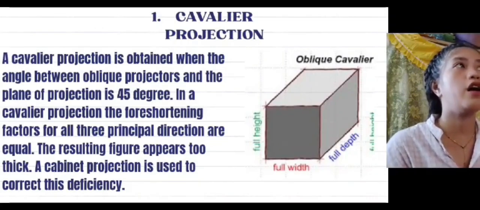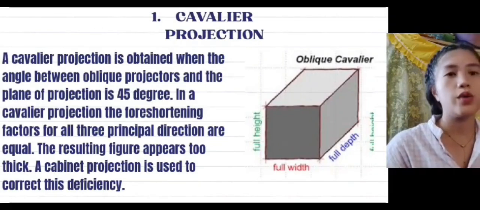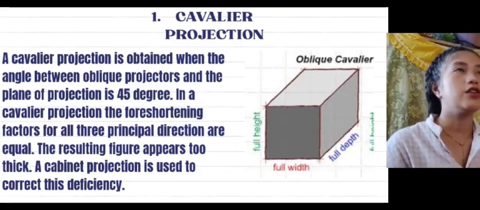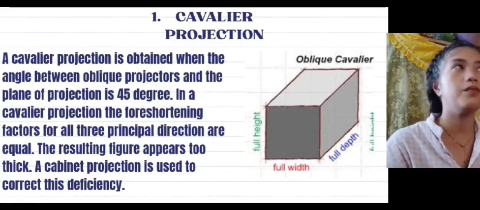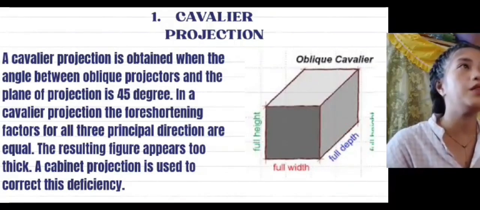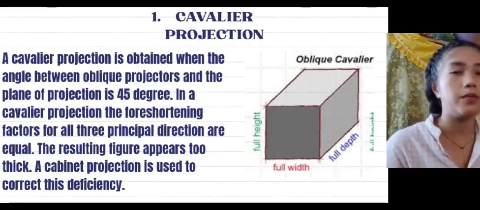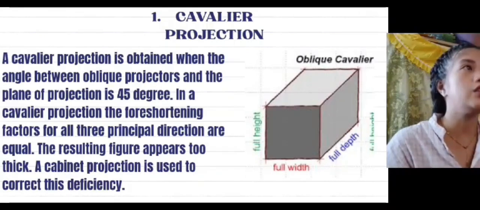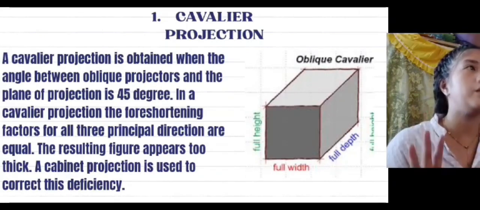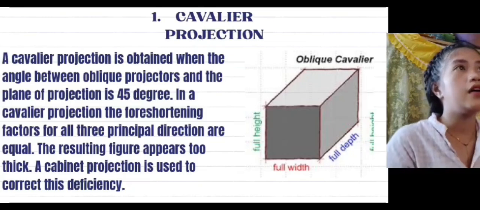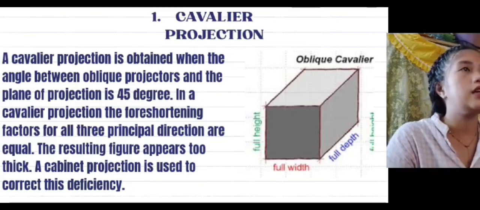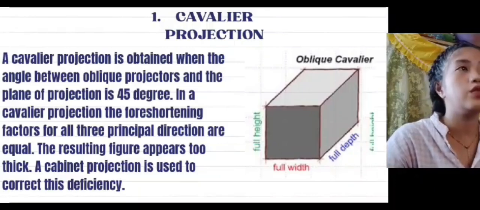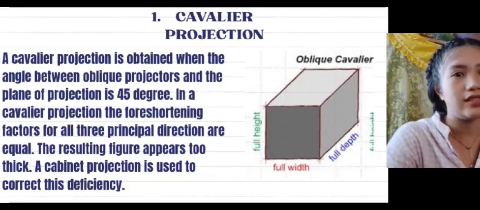We have two types of oblique drawing, oblique projection. First, we have the cavalier projection. Second, we have the cabinet projection. The cavalier projection is obtained when the angle between the oblique projection and the plane of projection is 45 degrees. In a cavalier projection, the foreshortening factor for all three principal directions is equal. The resulting figure appears too thick, while the cabinet projection is used to correct this deficiency.